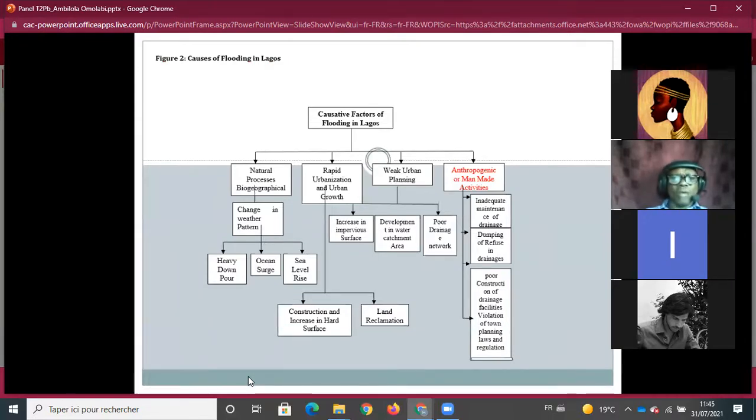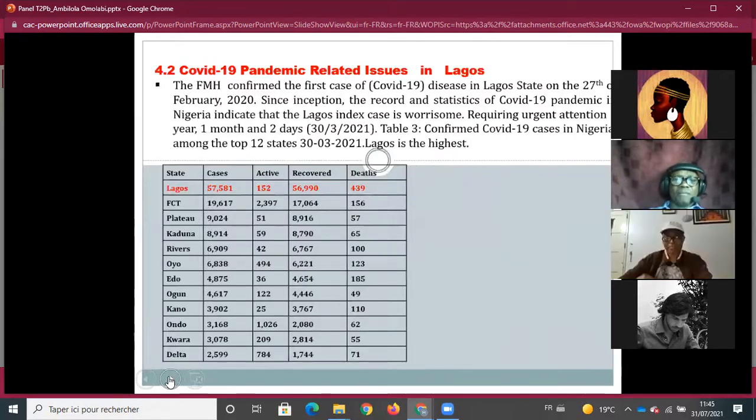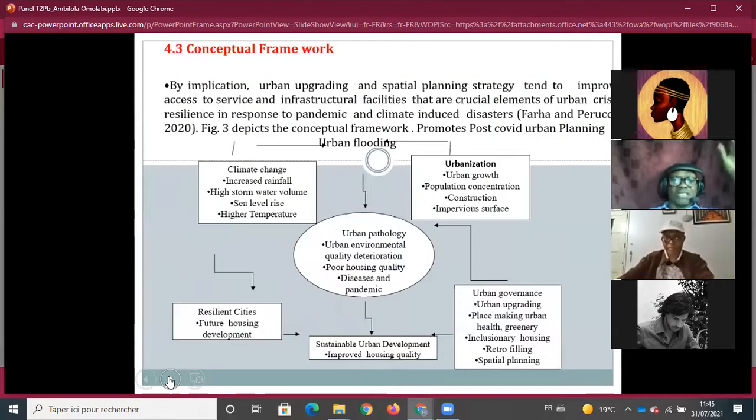Yeah. Okay. Let's go to the recommendation, because the findings are there. People are suffering. Their businesses have been affected.